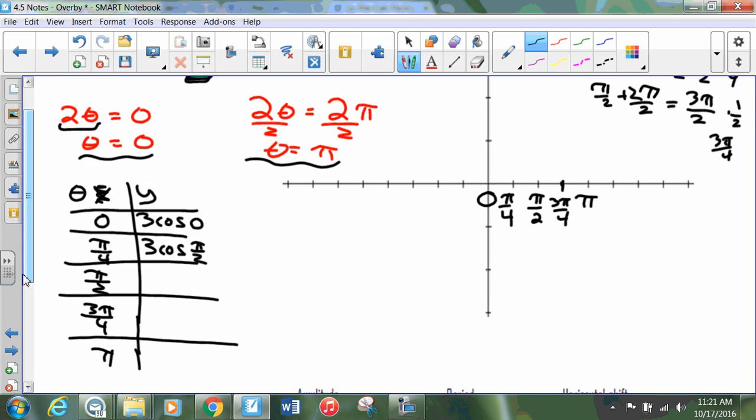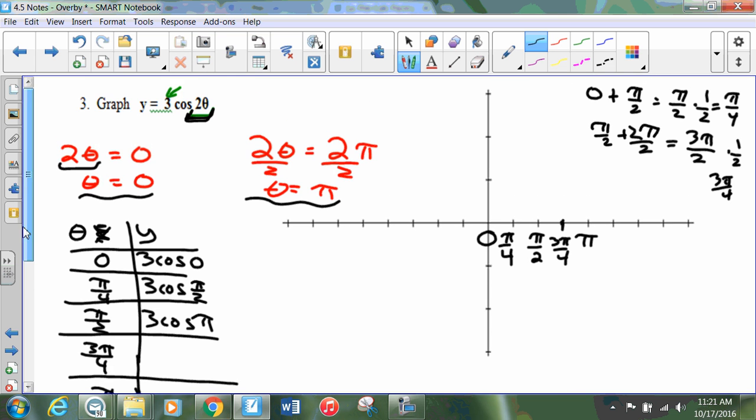I see 3 cosine theta, so it's 3 cosine 2 theta, so it's 2 times pi over 2. You guys see where I'm getting these? Okay, you're not. So here's, I'm just plugging it into the formula. I'm plugging theta into the formula.